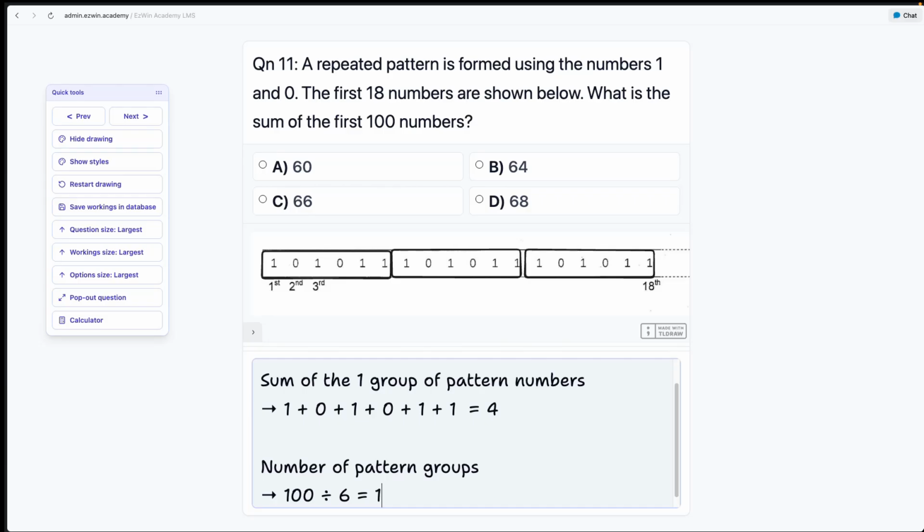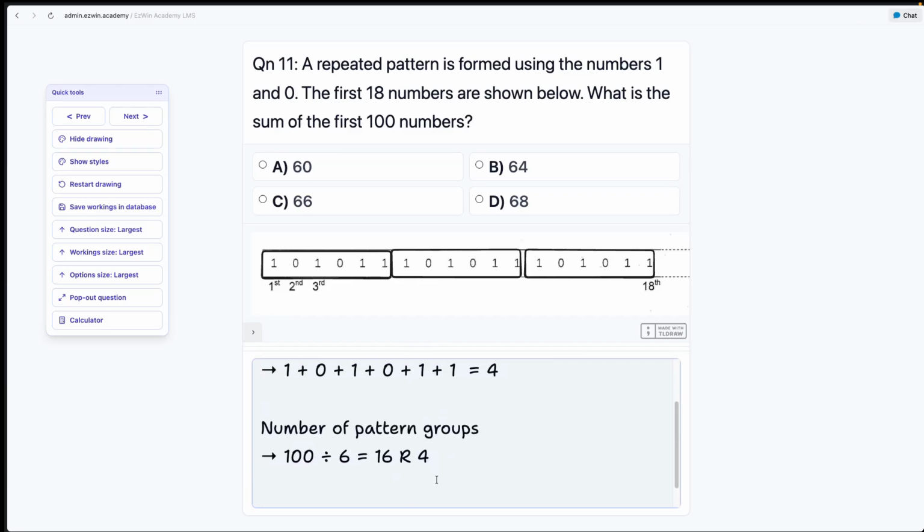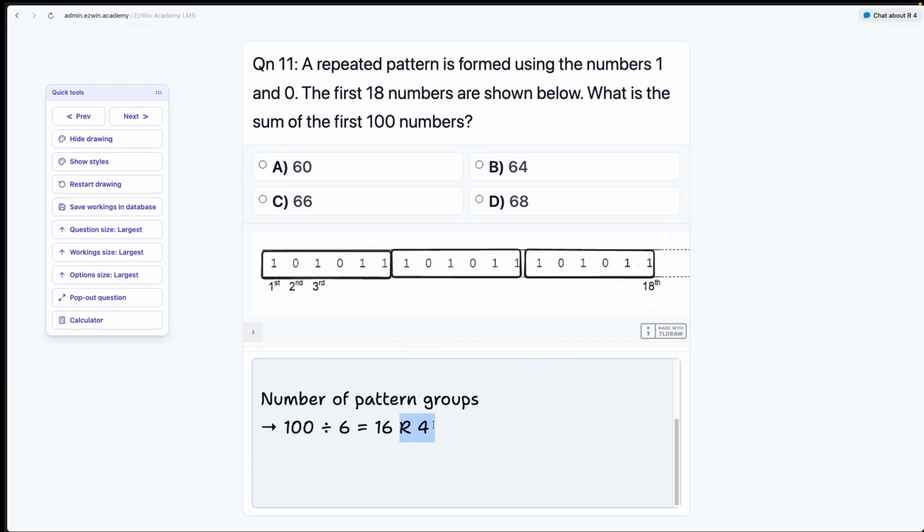So it should be 16, right? Remainder 4. Okay. So the pattern of groups is 16 remainder 4. So we need a remainder 4, right? Why? Because we have the remainder 4. That means it stops at the fourth position.